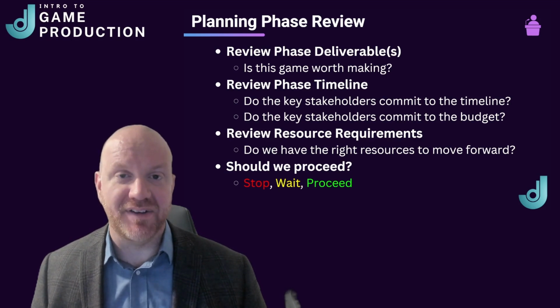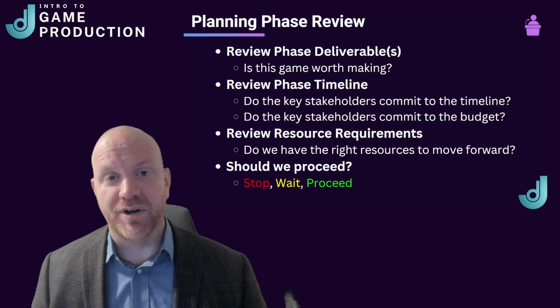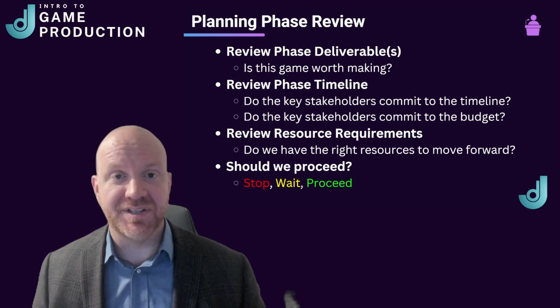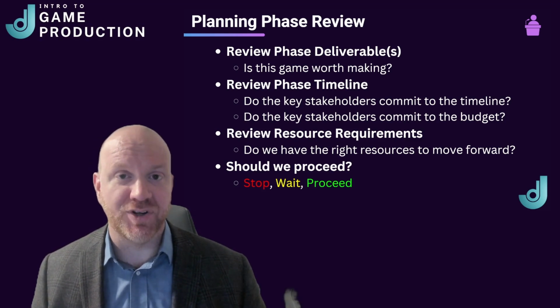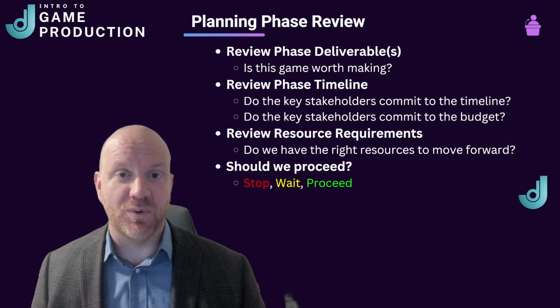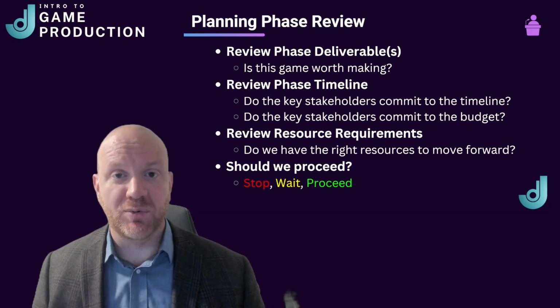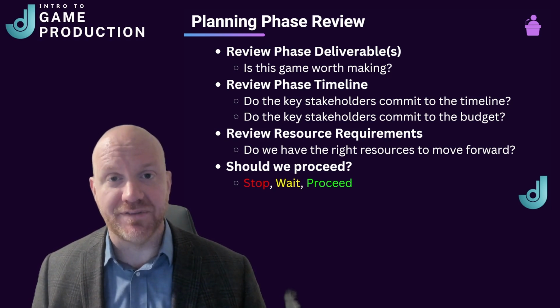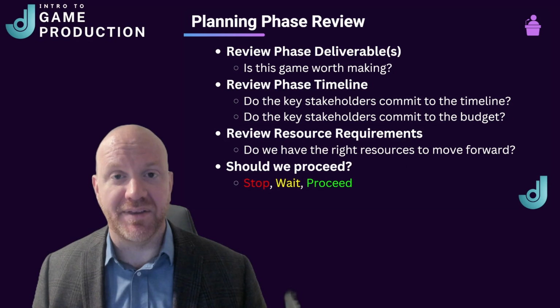So the end of the phase review meeting will have one of three determinations. We're either going to stop the project, which means we've determined that it's not worth making, we do not want to allocate the resources required, we don't have the budget for it, or we can't meet the project timelines. You may get the direction to wait until resources become available or until funds become available, or you get the buy-in to proceed to the next phase, which is the requirements phase. And this is what we'll talk about in the next video.